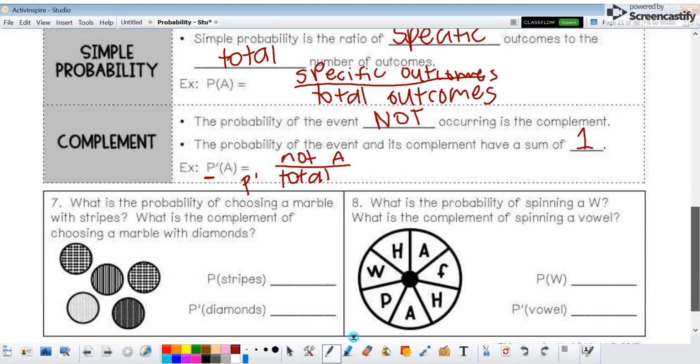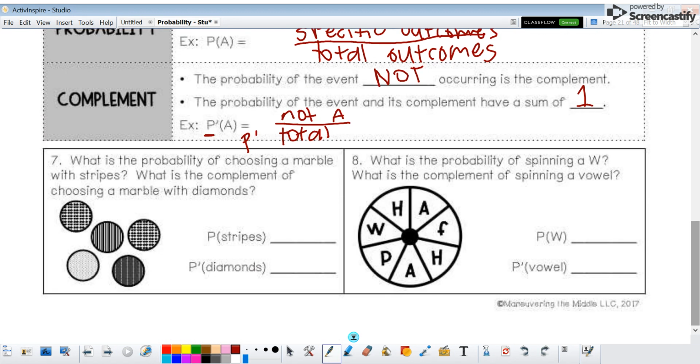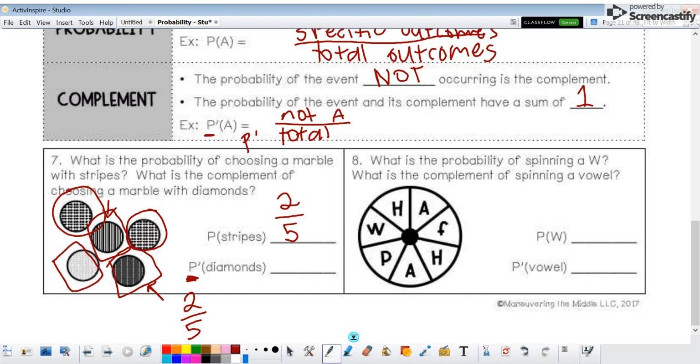Okay, so let's look at some examples. What is the probability of choosing a marble with stripes? Okay, so we have 5 total marbles, so we know that 5 is going to go on the bottom. It's our total outcomes. And the ones with stripes, I see this one has stripes and this one has stripes. So 2 out of 5. Okay, this says what is the complement? We're looking for P prime. That means not picking diamonds. So these right here are ones with diamonds. So the chance of picking diamonds is 2 out of 5. So our chance of not picking diamonds is 1, 2, 3 out of 5.